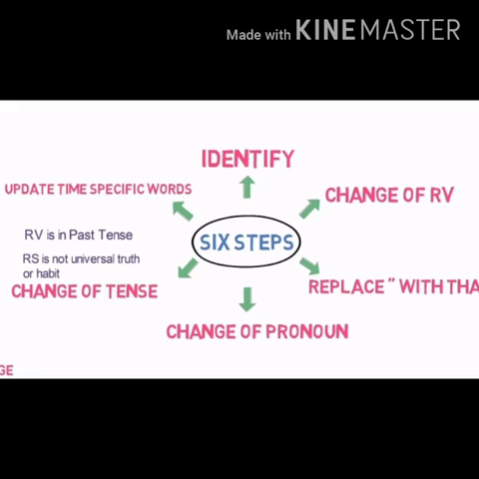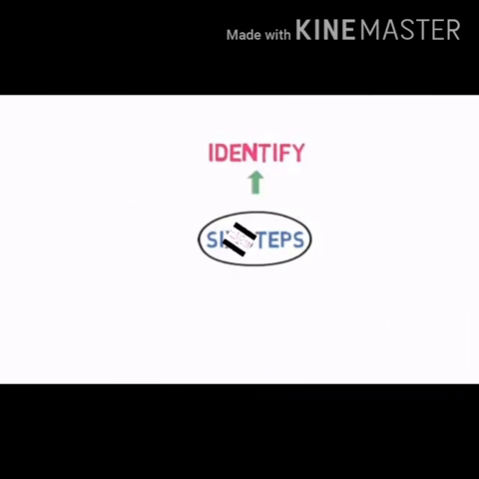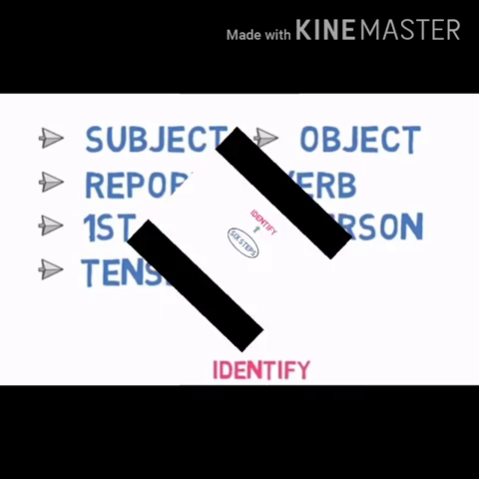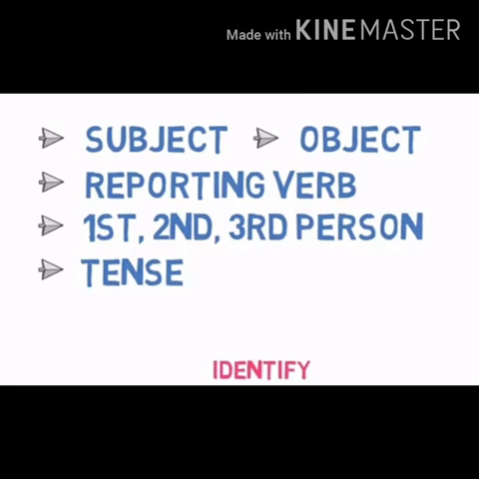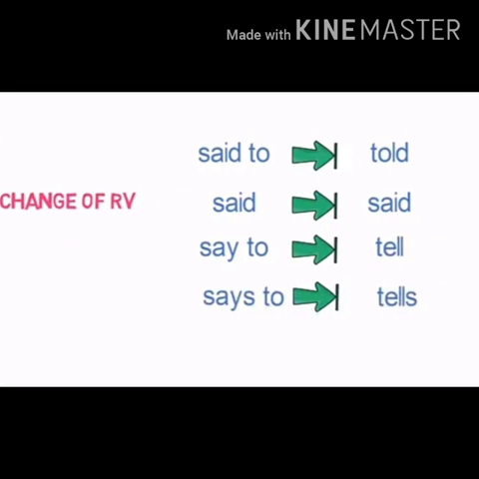Basically, we have to understand 6 steps. First is identify. This is the most important step. In identify, you have to identify the subject, object, reporting verb, first person, second person, third person, and the last is tense. Now, second is change of reporting verb. It will change in the following way.